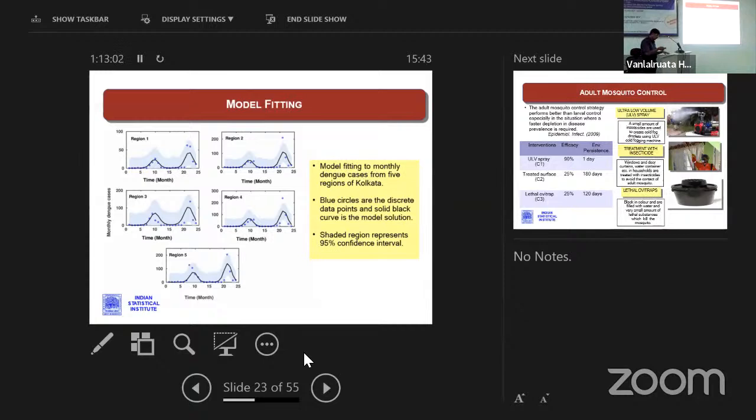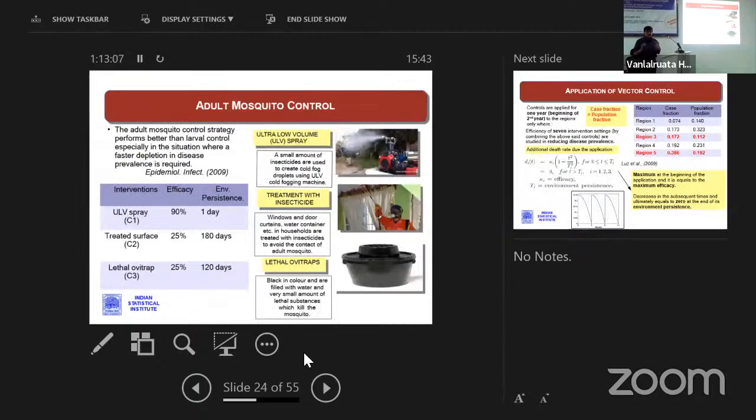Now, I use 3 types of spray. One is, this is my control. One is the ULV spray, whose efficacy is 90% and persistence is 1 day. Then the heated surface, whose efficacy is 25% and environmental persistence is 180 days. Then the lethal ovitrap, which is black in color, filled with water and a very small amount of lethal substance which will kill the mosquito. So these are the three types of control we use for killing the mosquito.